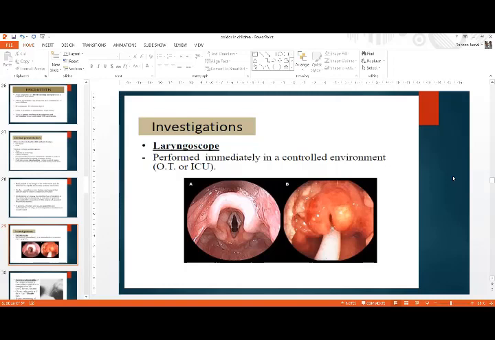As you can see in this picture, this is the normal view that is seen from the endoscope. You can see these are the vocal cords, this is the airway, and this is the epiglottis. Compared to this, in epiglottitis, you can very well compare how swollen the epiglottis is. Due to this appearance, it is commonly called the cherry red epiglottis. It is swollen and red due to intense inflammation, just like a cherry. If you compare it with the normal picture, you can very well appreciate the degree of inflammation.